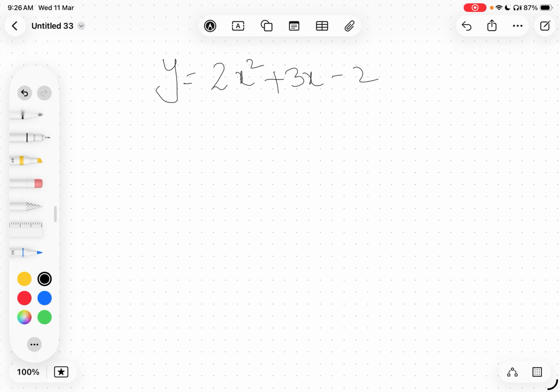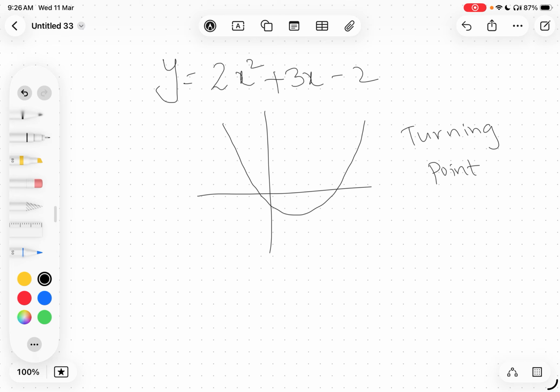We're already familiar that whenever this type of equation is plotted, it will form a parabola that might look like this one. Okay. So a new thing has been introduced, and you will see a few questions in your past paper where you will be asked to find out the turning point of a quadratic equation. There are multiple ways of finding out the turning point, but there is also an easy method.